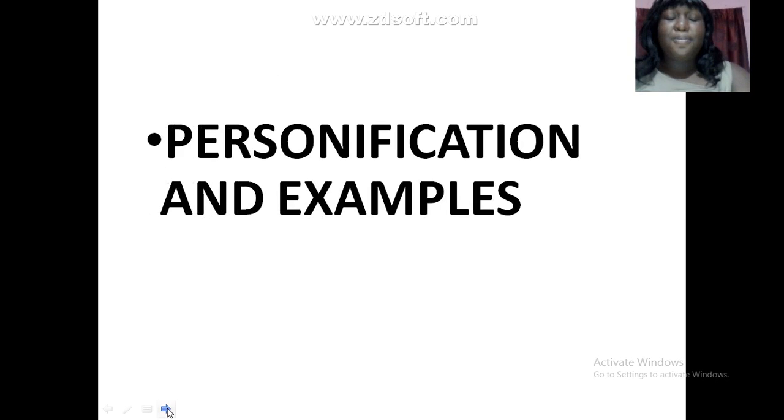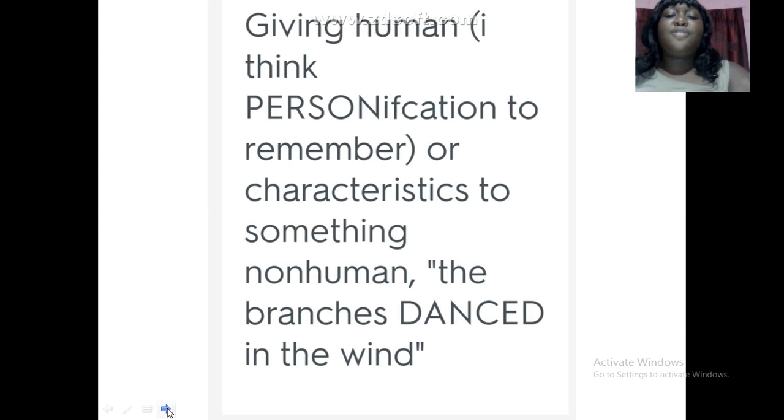Let's make progress. Personification and examples. Personification is giving human characteristics to something non-human, giving human attributes to inanimate objects. When you give a characteristic that only a human can have to a non-human, to a non-living thing, that is personification. Like giving it a person's attributes. Personification. Can you remember? Let's see examples.